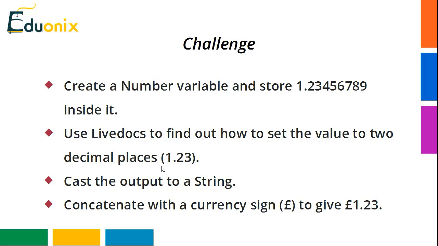So it'll look like this, 1.23. Then cast the output to a string. You'll remember in the last lesson I told you how to cast one variable type into another variable type, and then concatenate the casted output with a currency sign. It can be a pound sign or it can be another currency sign, in order to give something that looks like a currency amount, so £1.23 in this case. And I'll go through how to do this in the next lesson.